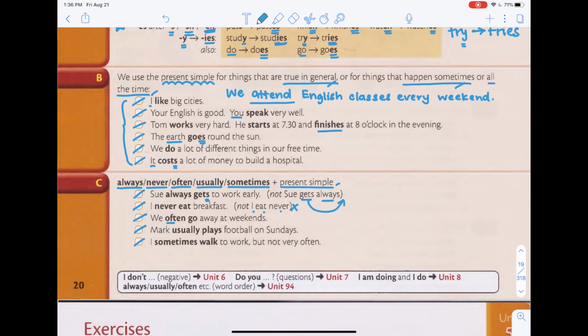Try saying this sentence out loud, because walk and work are very similar in the way you say them, so it can be a bit of a tongue twister. If you can say this correctly and clearly, then your English is improving a lot. So you can repeat after me and say, I sometimes walk to work, but not very often. Walk, work. So I sometimes walk to work, but not very often.